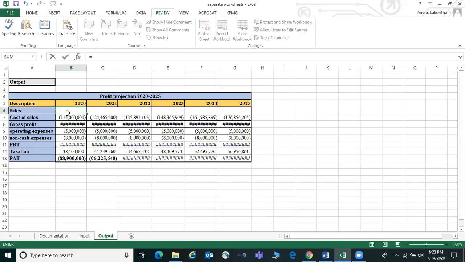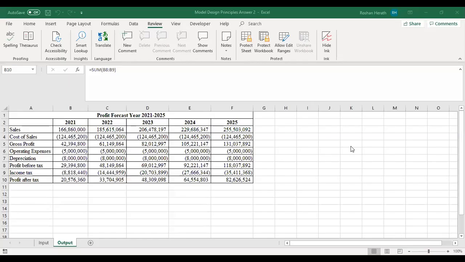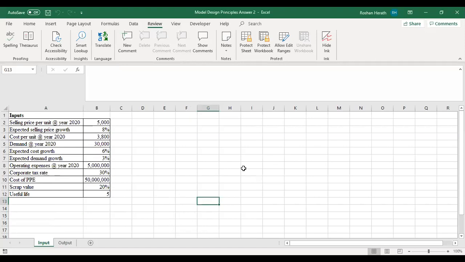Right, let me share my answer. Yes, so in fact, Lakshita has done it perfectly. Can you all see this? The screen I'm sharing. Here I have the input in one sheet and the output in another. Not yet, sir. We are blocking Lakshita's screen.